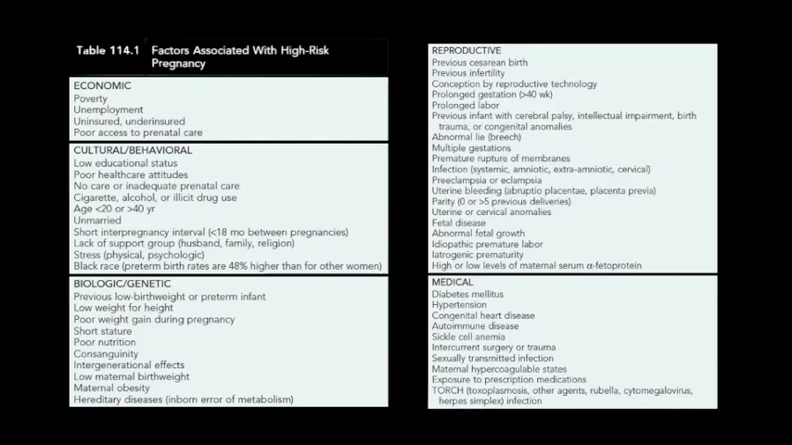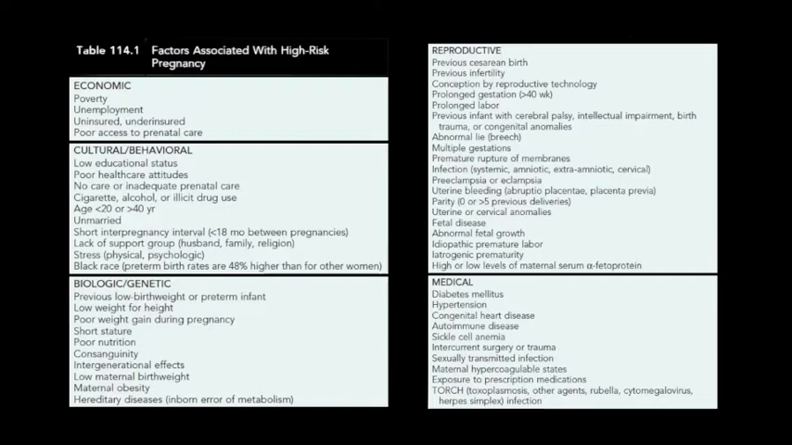We also have biologic and genetic factors as listed. We have previous low birth weight or preterm infant, low weight for height, poor weight gain during pregnancy, short stature, poor nutrition of the mom, consanguinity, intergenerational effects, low maternal birth weight, maternal obesity, and hereditary diseases.